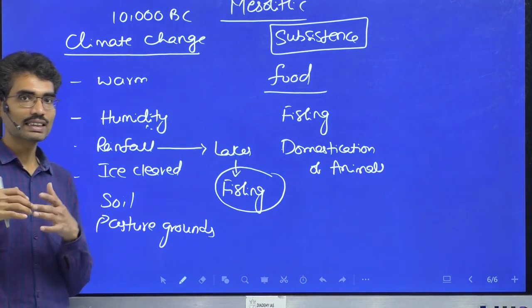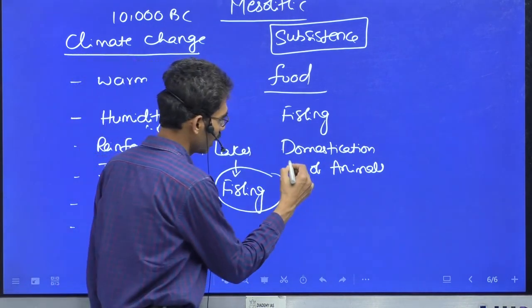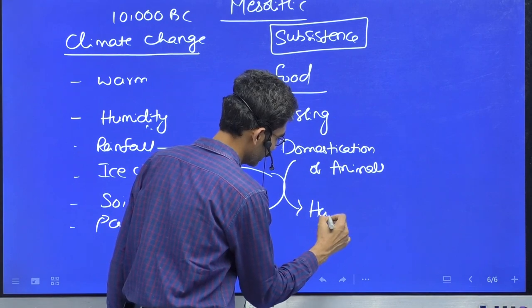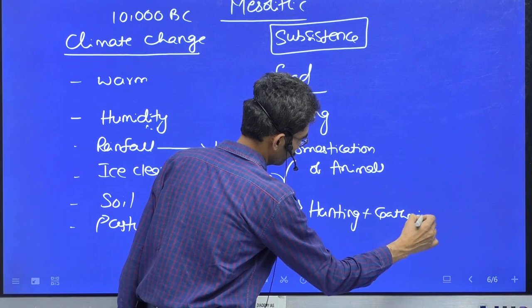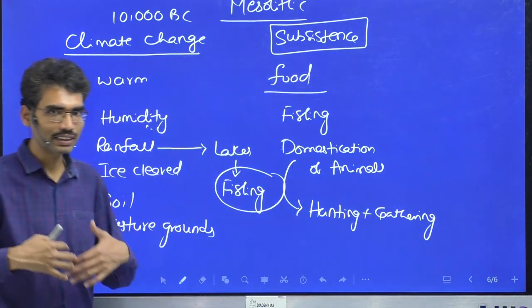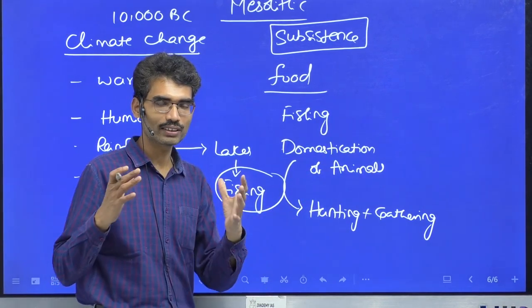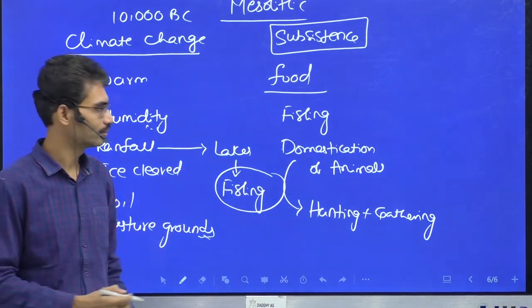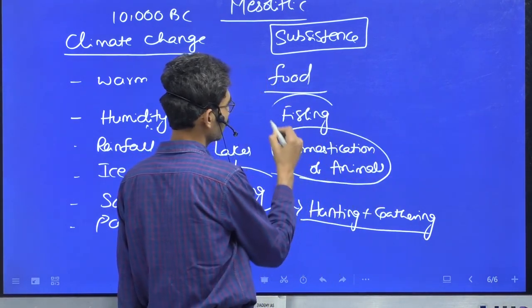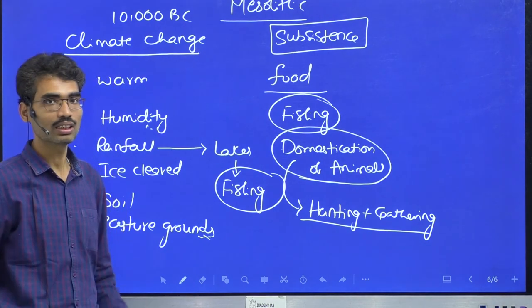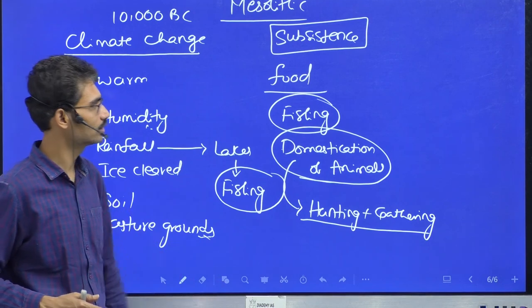Now, it doesn't mean they stopped hunting and gathering. Continuously they are doing hunting and gathering along with that. On one hand, they are continuing the hunting and gathering, and at the same time, a new way of life also began. So hunting and gathering continued, domestication of animals, fishing became additional subsistence patterns. You remember this with respect to Mesolithic age.